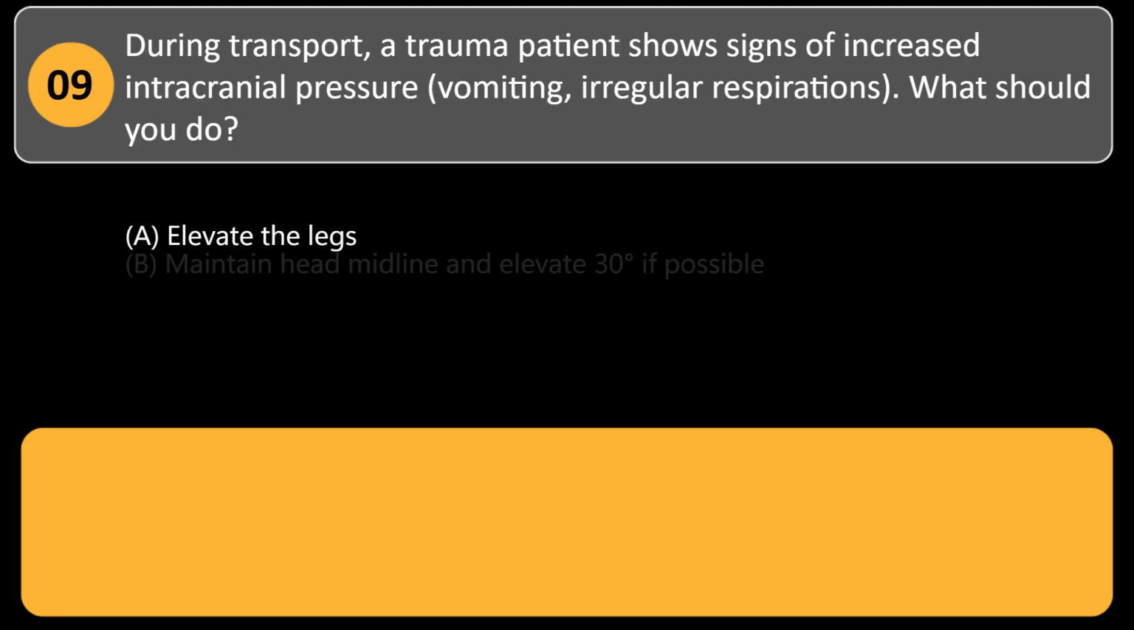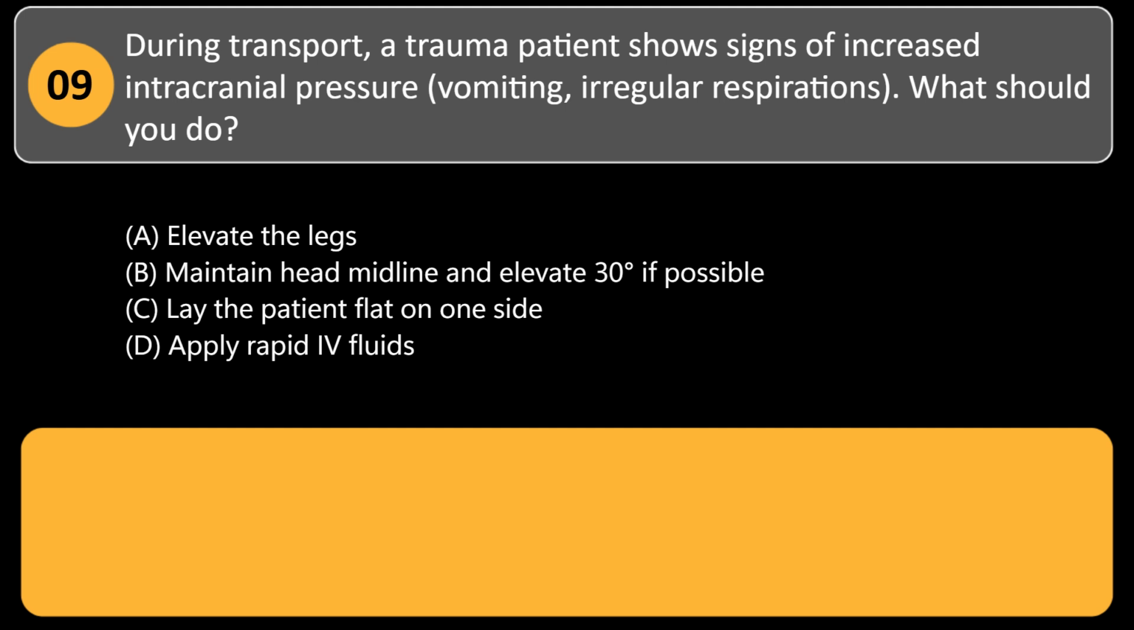During transport, a trauma patient shows signs of increased intracranial pressure, vomiting, irregular respirations. What should you do? A. Elevate the legs. B. Maintain head midline and elevate 30 degrees if possible. C. Lay the patient flat on one side. D. Apply rapid fluids.